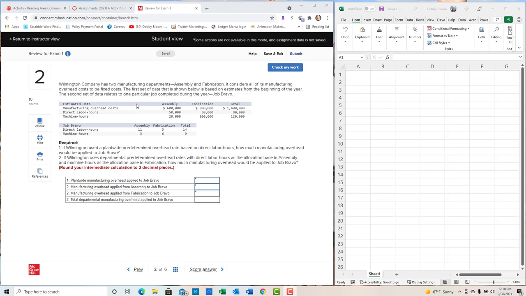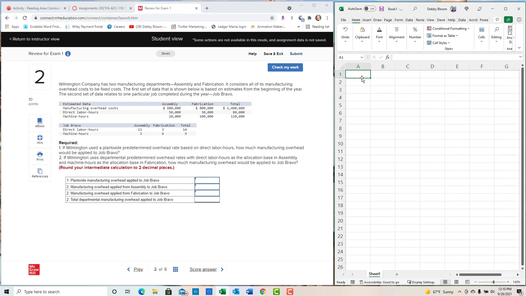The second set of data relates to one particular job completed during the year, job Bravo. So we have estimated data for assembly, fabrication, and total, and then data for job Bravo. So requirement number 1, if Wilmington used a plant-wide predetermined overhead rate based on direct labor hours, how much manufacturing overhead would be applied to job Bravo? And if Wilmington uses departmental predetermined overhead rates with direct labor hours as the allocation base in assembly and machine hours as the allocation base in fabrication, how much manufacturing overhead would be applied to job Bravo?